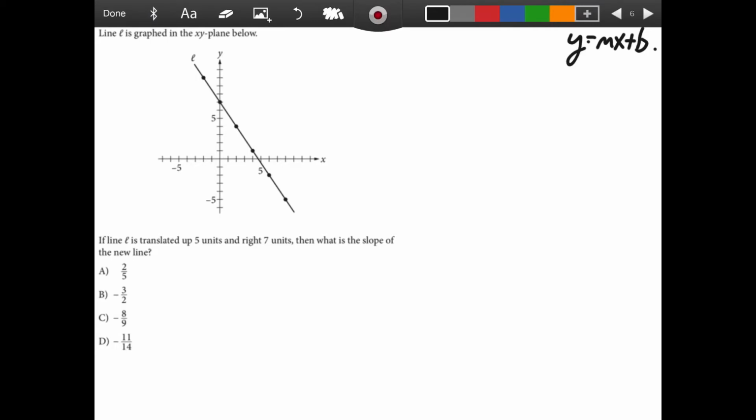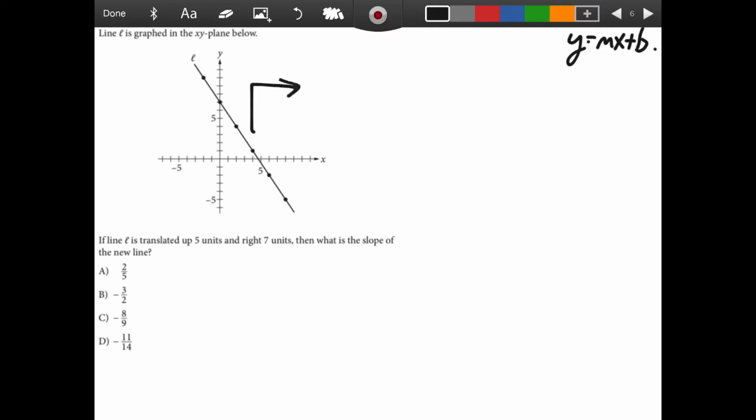So here we have line L is translated up 5 units and to the right 7 units. Then what is the slope of the new line? Well, if we're translating something, if we're translating up and to the right, this line is shifting. So we are doing nothing to the slope of the line. We're not rotating it, we're not reflecting it. So we're just translating it, we're moving.